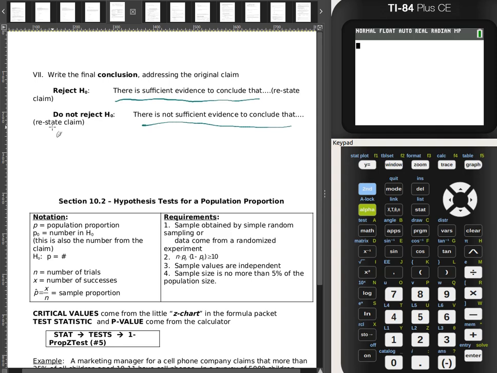We're going to get started in 10.2 shortly, which is going to be actually testing some hypotheses, in this case for population proportions. And so stay tuned for that.